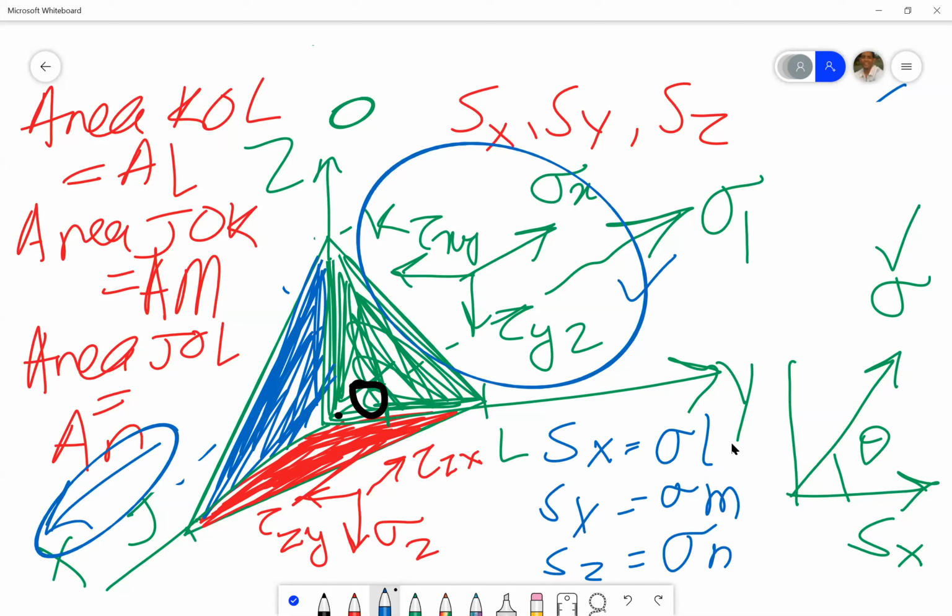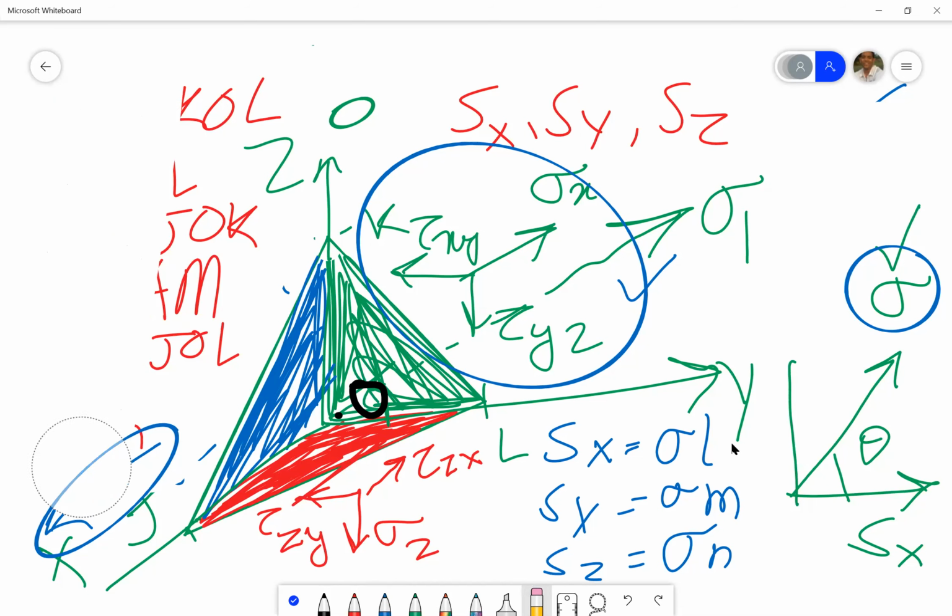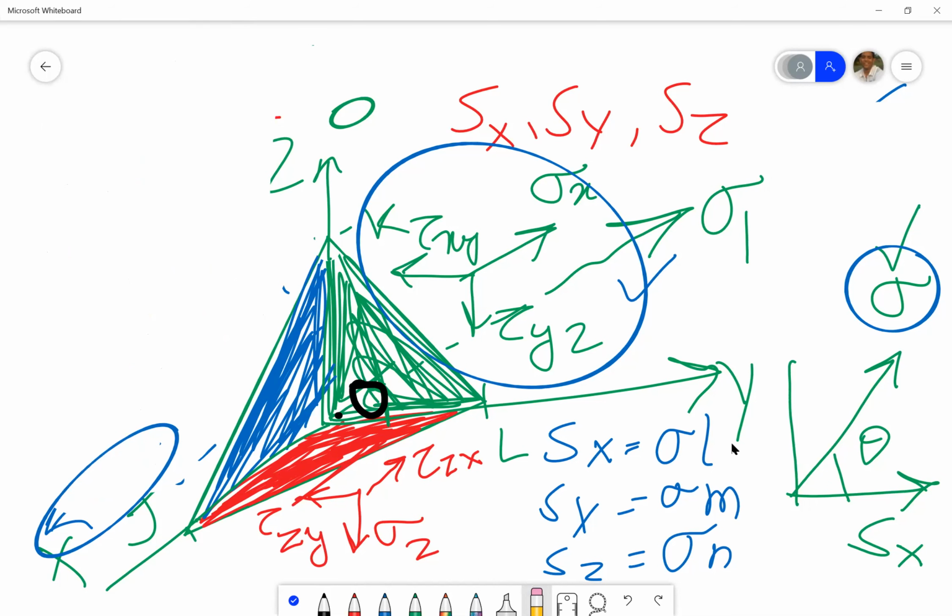So if these are the total stresses in the X plane, there is a component of sigma always. We can write the force is equal to stress sigma into area A and the cosine component L. So that's why we are writing the first equation, sigma A L. Sigma A L is the first force.